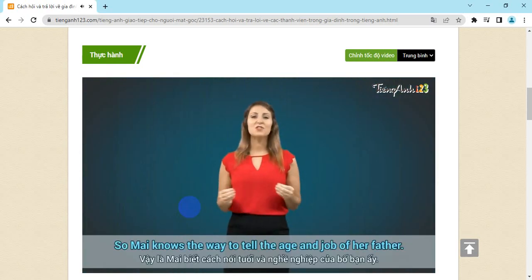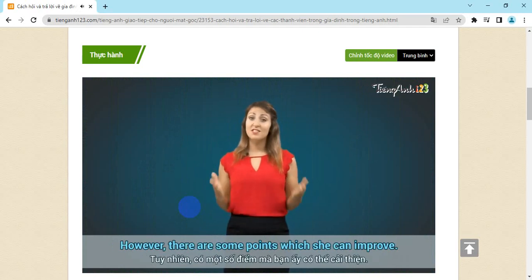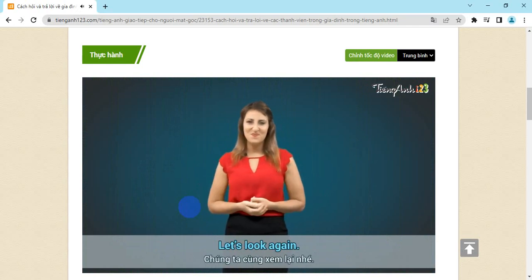So, Mai knows the way to tell the age and job of her father. However, there are some points which she can improve. Let's look again.